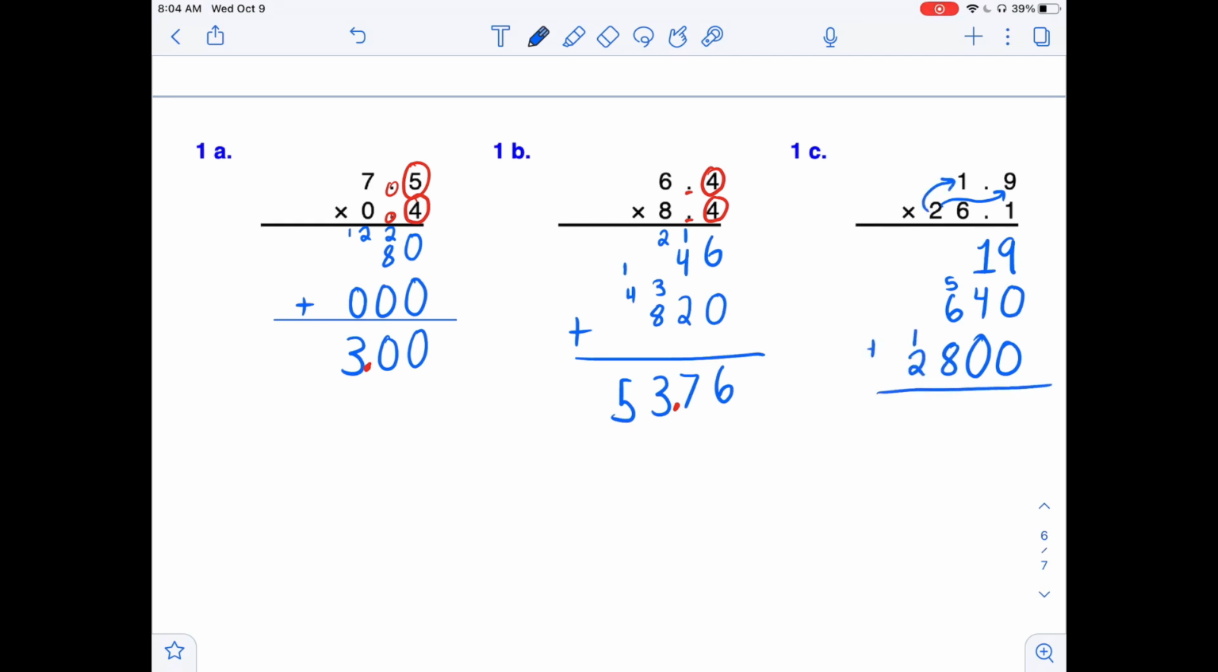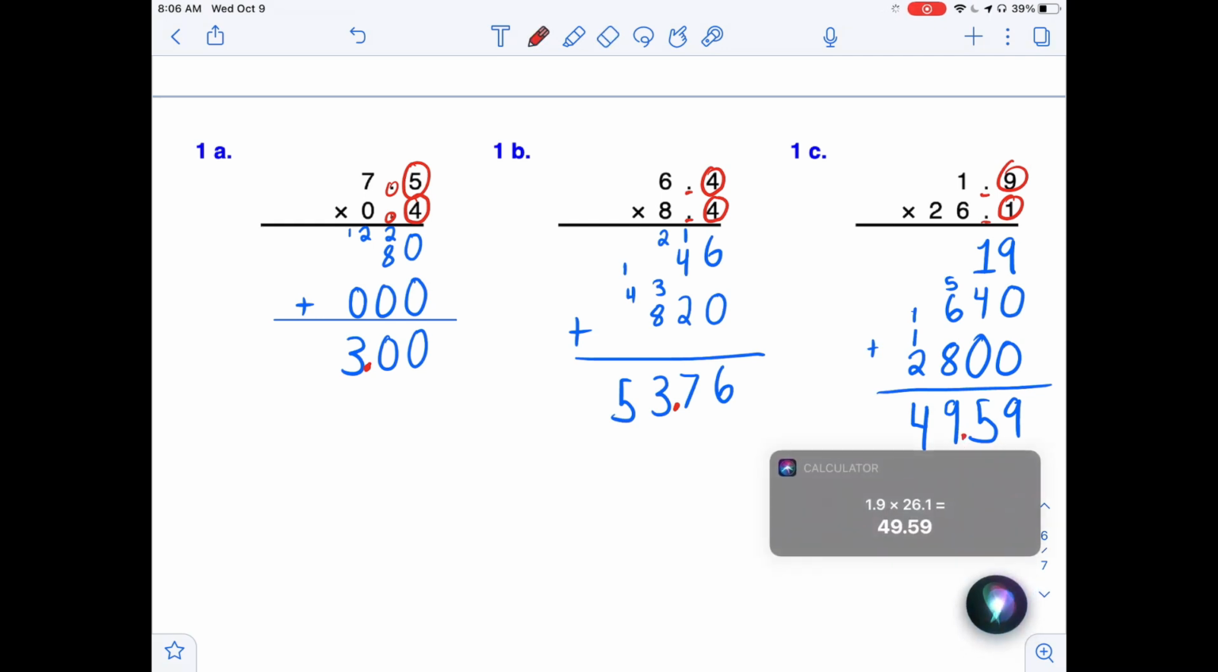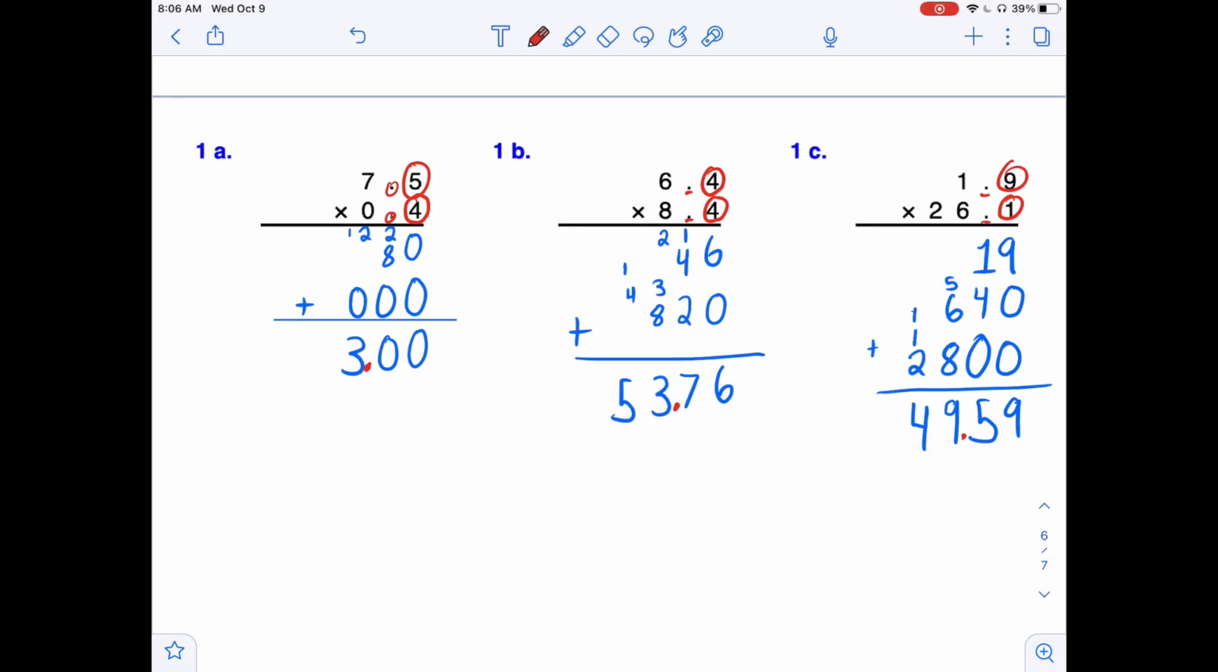Now I have to add everything up. So 9 plus 0 is 9. 1 plus 4 plus 0 is 5. 5 plus 6 plus 8 is 19. So I add the 9, carry the 1. 1 plus 1 plus 2 is 4. Now I have to think about the decimals. And there's 2 numbers behind the decimals, so I'm going to move the decimal place twice. And my final answer is going to be 49.59.